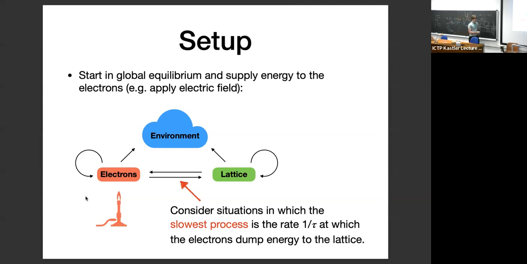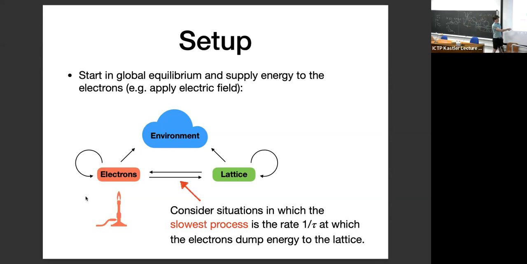So I need some structure. I don't want to just deal with the most general case of anything. So the idea is, suppose you supply some energy to the electrons. For example, you apply an electric field, or you just whack the system with a laser. I'm going to apply some energy to the electrons. And this energy has to go somewhere, right? Otherwise, the electrons are just going to keep heating up all the way to infinite temperature. I'm going to consider a situation where it mainly goes into the lattice, okay?